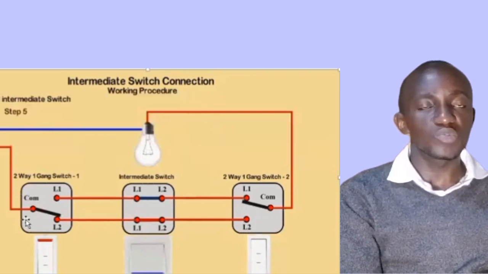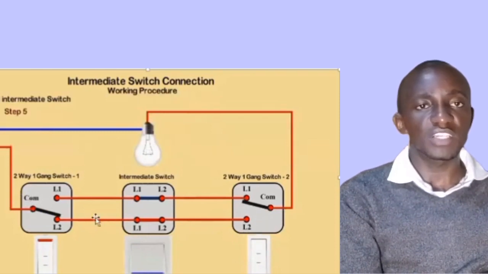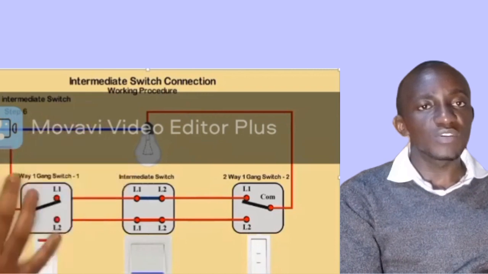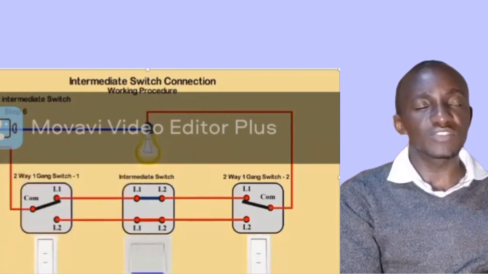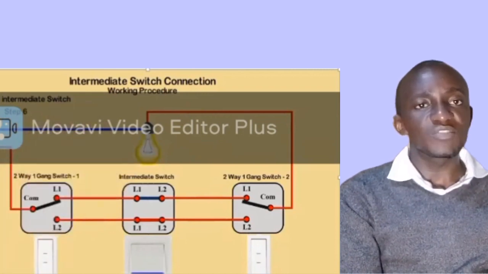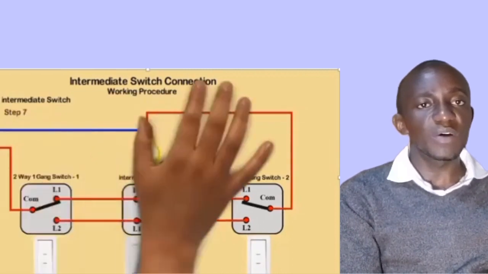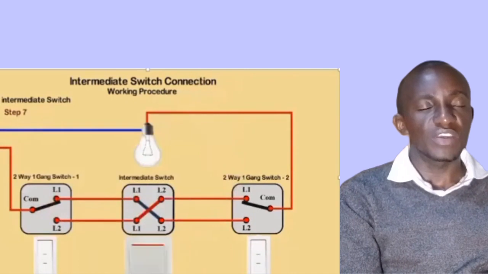Neutral doesn't pass through the switch, so it is going to be connected from the distribution board all the way to the lamp. And as I have explained earlier, in the two-way switching system and in the one-way switching system, if that system is operating many lamps, you just need to connect them in a similar way to what I have explained in the other ways.